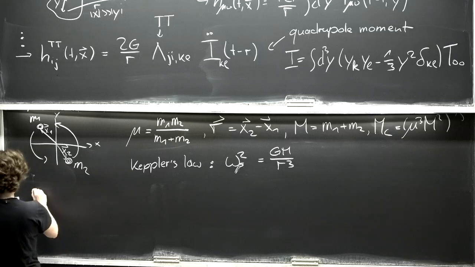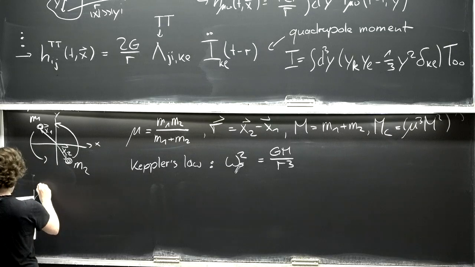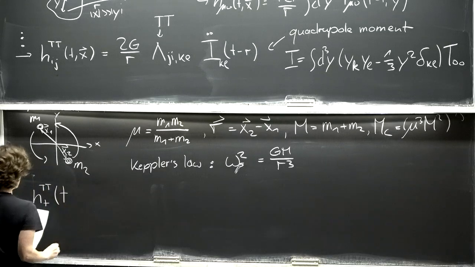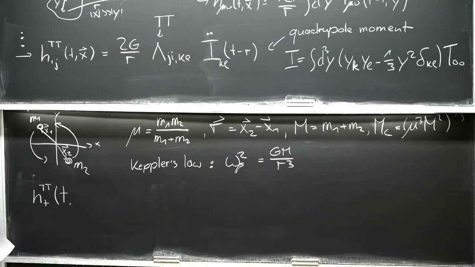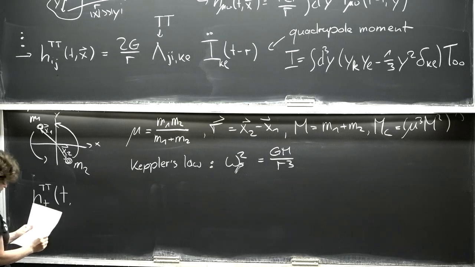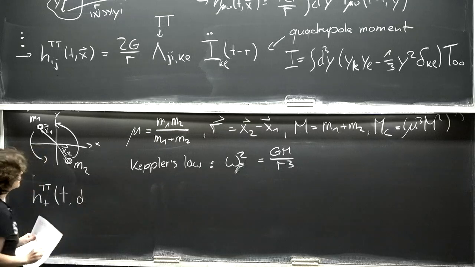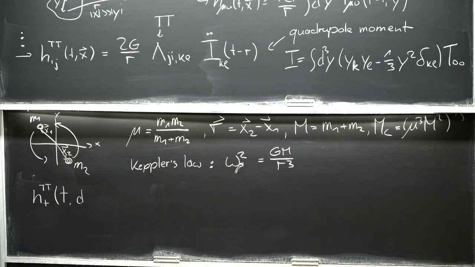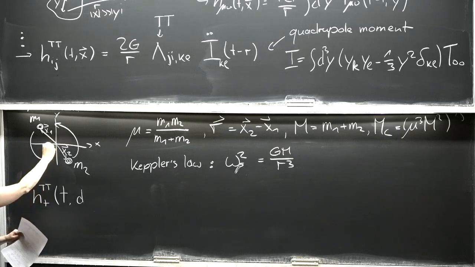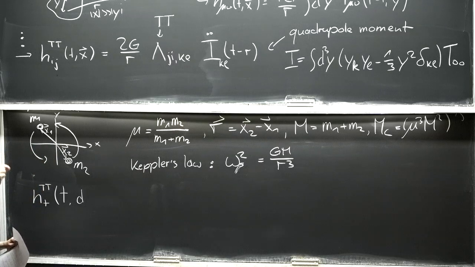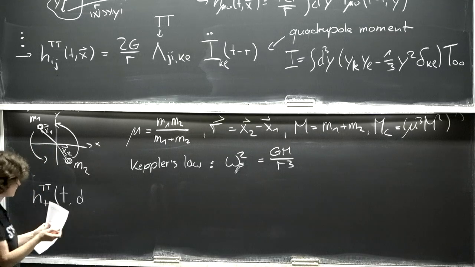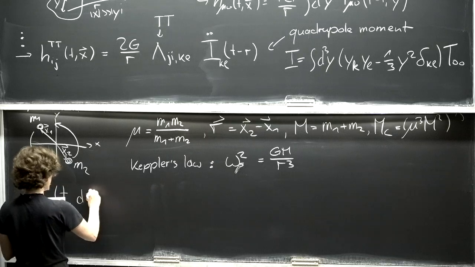So what we want to compute is the gravitational wave at a distance from the source, where we're going to make our lives easier and assume that the observer is located here on the z-axis. Otherwise, you have a projection factor from the angles. But let's make our life simple.